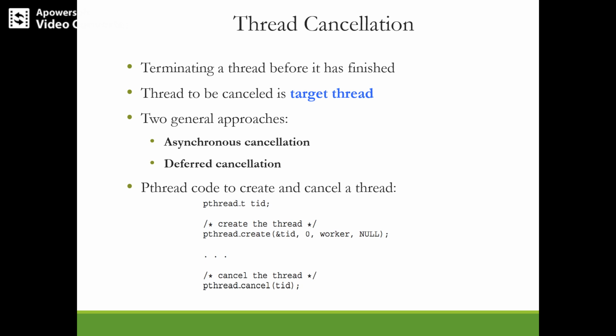So now let's see the two approaches for thread cancellation. One is asynchronous cancellation and the other is deferred cancellation. In asynchronous cancellation, one thread immediately terminates the target thread, and in deferred cancellation, there is some particular amount of time which can be delayed, so that the target thread gets some opportunity to terminate itself. So that is the difference between asynchronous and deferred cancellation.